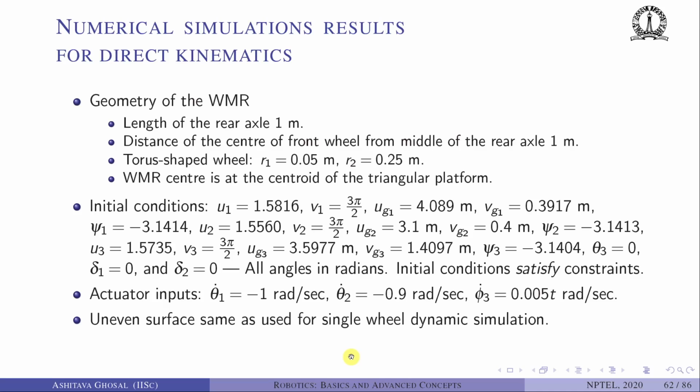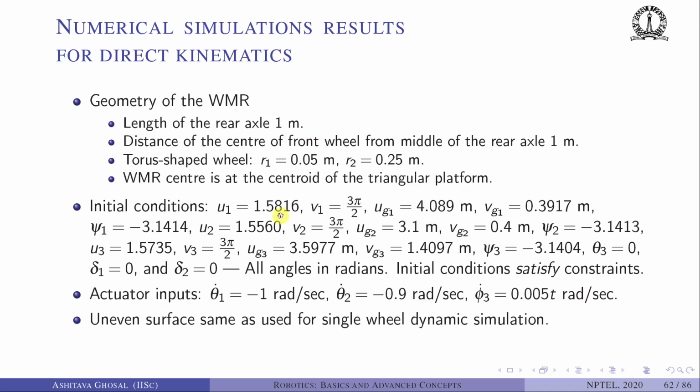So let's look at some numerical simulation results for direct kinematics. We have the geometry of the WMR. Length of the rear axle is 1 meter. Distance of the center of the front wheel from the middle of the rear axle is 1 meter. So two rear wheels, 1 meter apart. Center point of the axle to the front wheel is also 1 meter. Torus shaped wheels are similar to what we have done earlier. R1, the small radius, is 0.05 meters. R2 is 0.25 meters. And the WMR center is at the centroid of the triangular top platform.